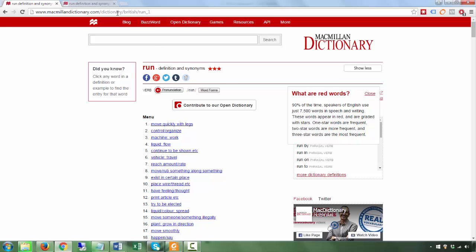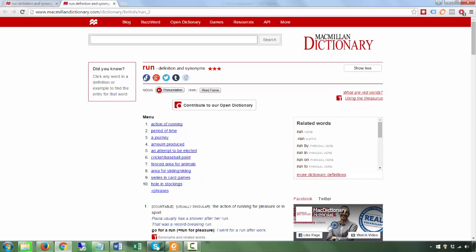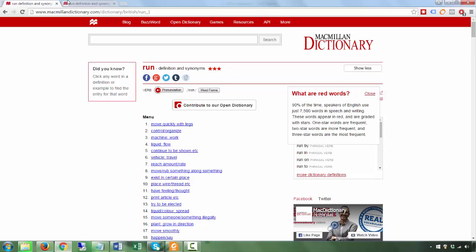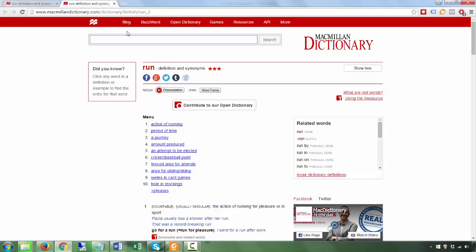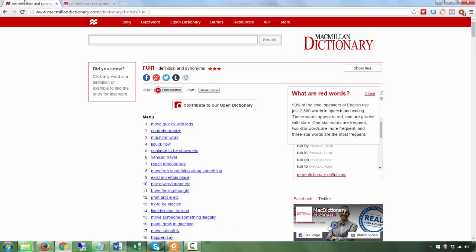Okay. So anyway, as you can see, both the verb run and the noun run, they have 3 stars, which means both are actually very commonly used. They are both in the top 2,500 words. But the reason why this verb came up first is because this is actually more common.